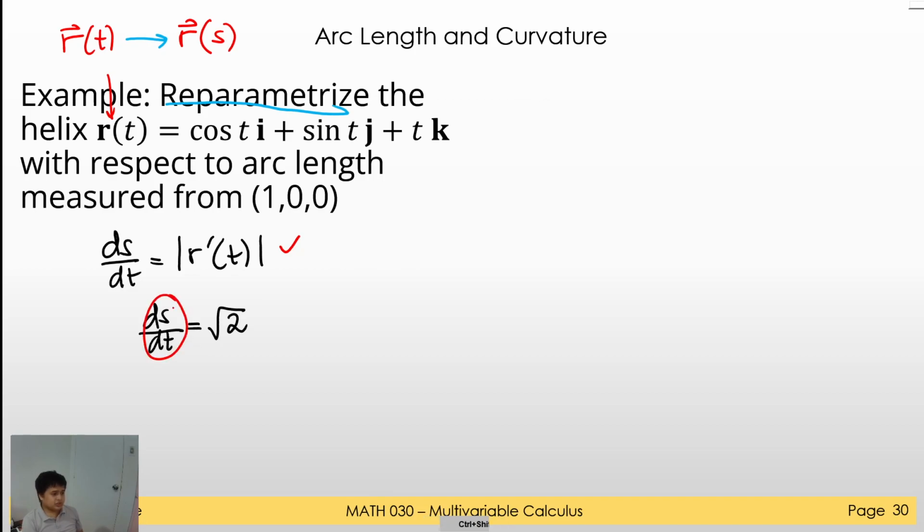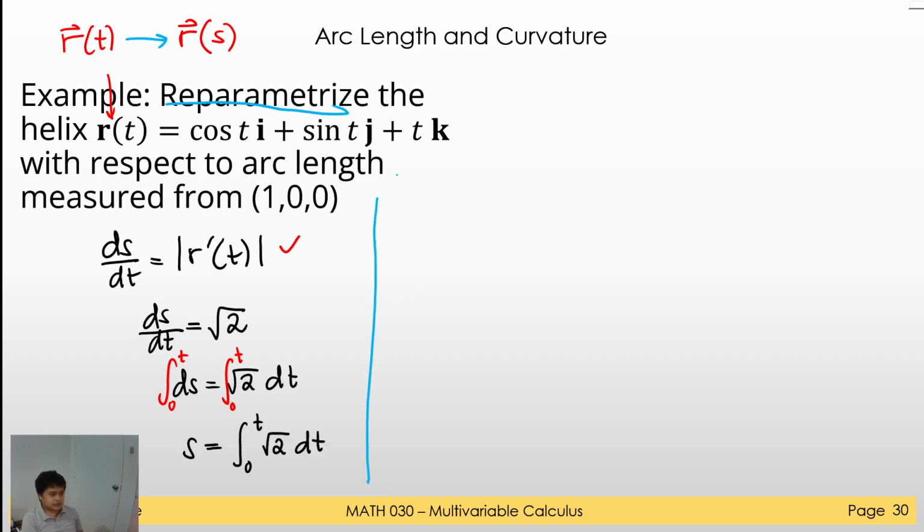Now to find the s function, we want to find the integral. So we can cross multiply this to the other side. We have ds is equal to square root of 2 dt, and then integrating both sides, from t equal to 0 up to t. So we have 0 to t here, and therefore we can cancel this out. So we only have s equal to the definite integral from 0 to t of the square root of 2 dt. Evaluating this integral, what do we have?